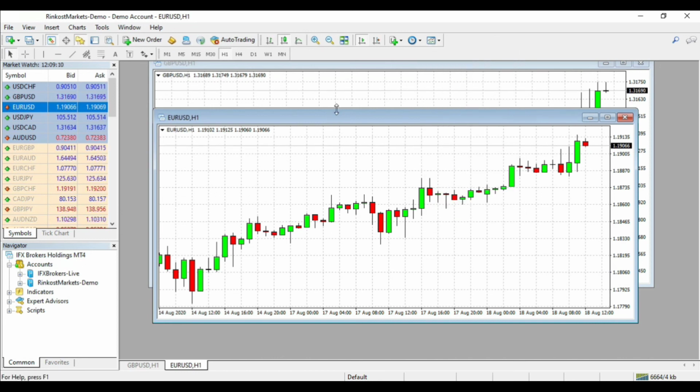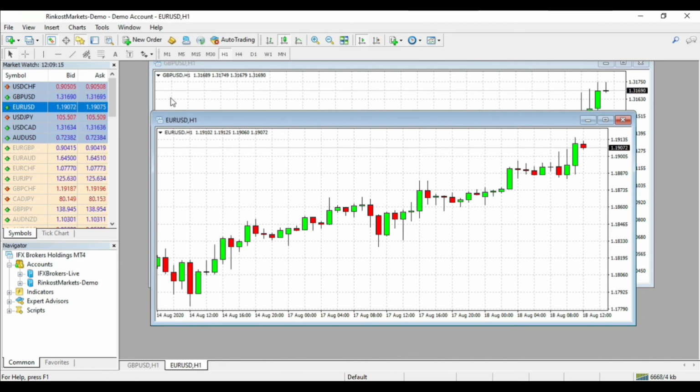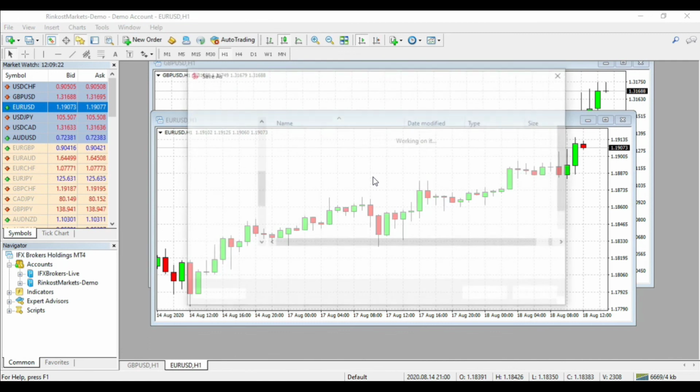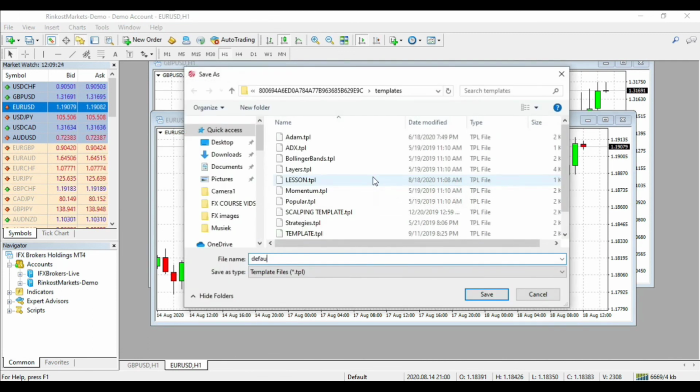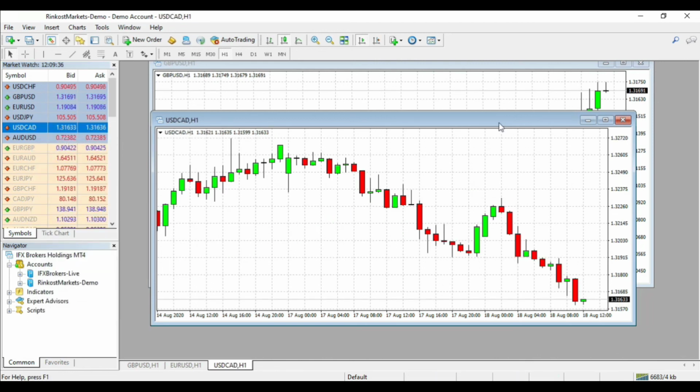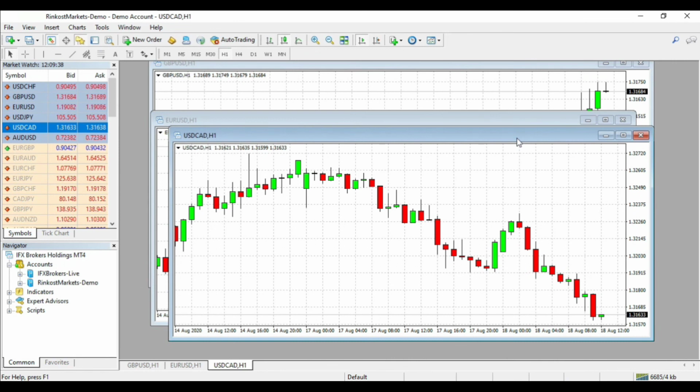Now just a quick tip that I can give you guys. Instead of choosing a template each time you open a new chart, you can save this template as a default template. So let's just save it as a default. Then whenever you open a new chart, for example the USD CAD, it automatically goes to the default template. So it saves you a lot of time when you trade different currency pairs.